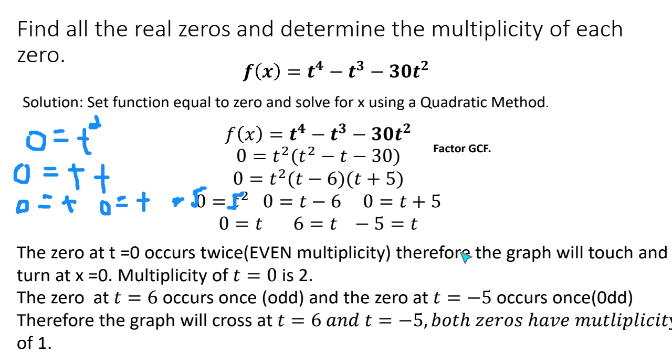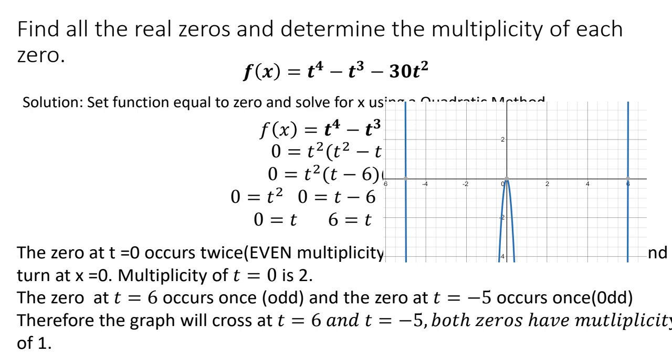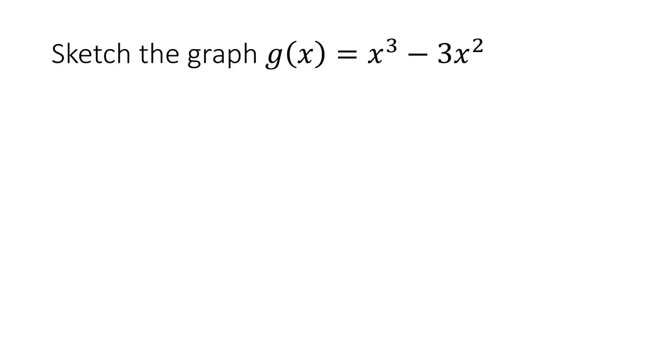And I think I graphed it for us so we can see it. So at t equals 0, it touches and turns. At t equals 6, it crosses. And at t equals negative 5, it's going to cross as well. Okay. So now we get to try it out, right?